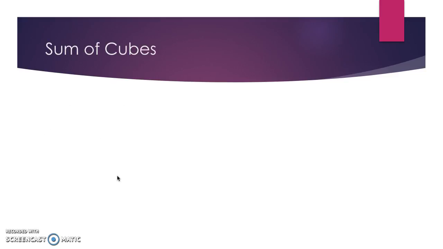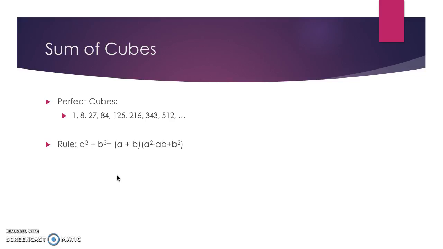Next, we're looking at sum of cubes. Perfect cubes are numbers to the third power. So we have 1, 8, 27, 64, 125, 216, 343, 512, and the list goes on. The rule for sum of cubes is a cubed plus b cubed equals parentheses a plus b times parentheses a squared minus ab plus b squared. So it's important to remember that when you're working with these sums of cubes.